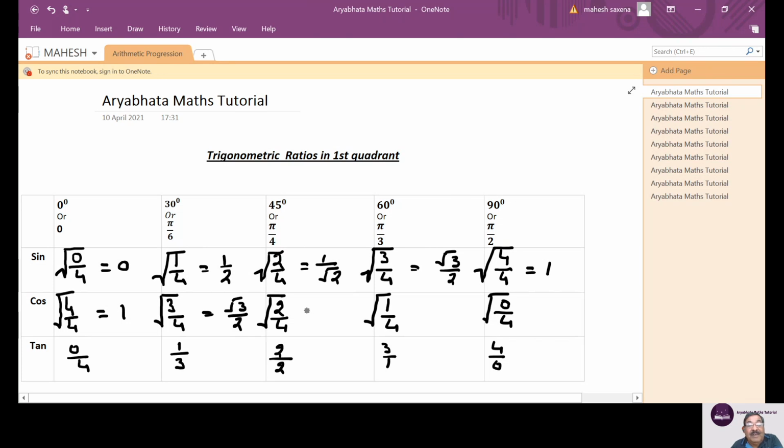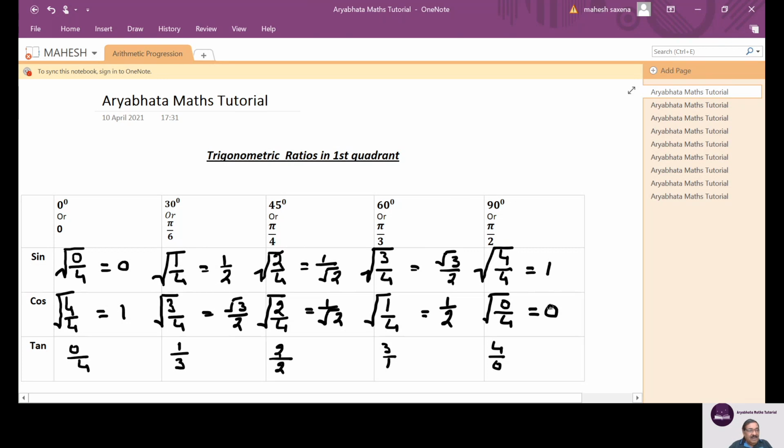Now, below 45 degree, it will be 1 upon root 2. Therefore, cos 45 is 1 upon root 2. Here, it is 1 by 2. Therefore, cos 60 is 1 upon 2. Similarly, in case of 0 upon 4, it is 0. Therefore, cos 90 is 0.